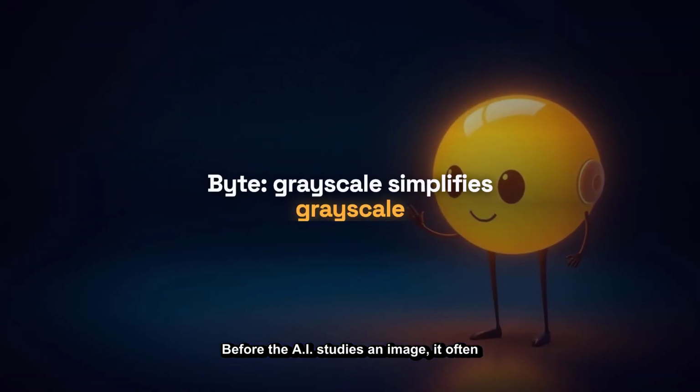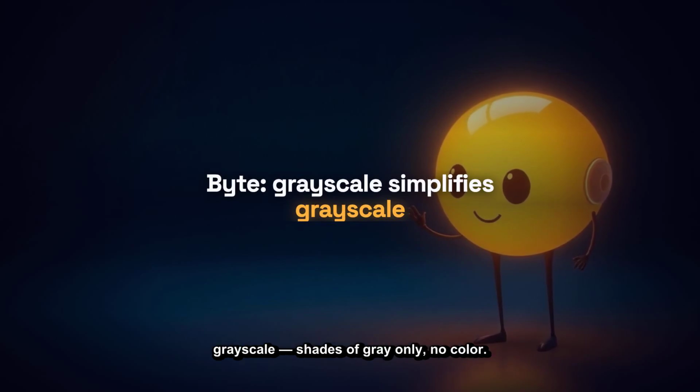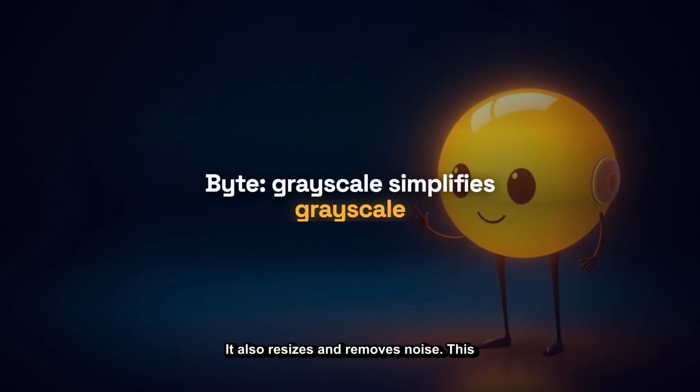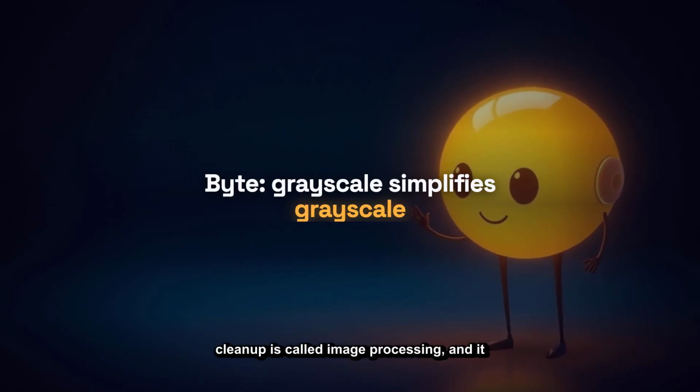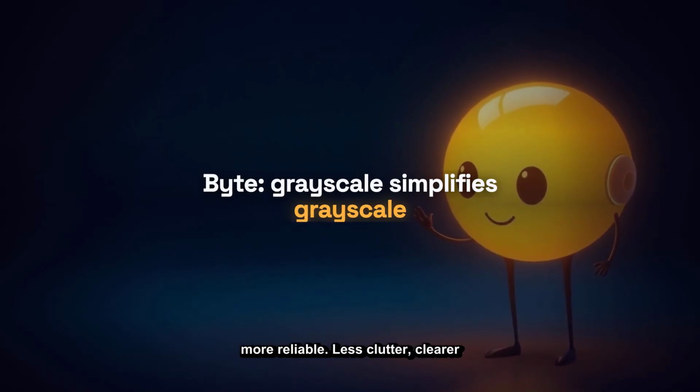Before the AI studies an image, it often simplifies. Byte's trick: convert to grayscale, shades of gray only, no color. It also resizes and removes noise. This cleanup is called image processing, and it makes the next step, finding edges, far more reliable. Less clutter, clearer clues.